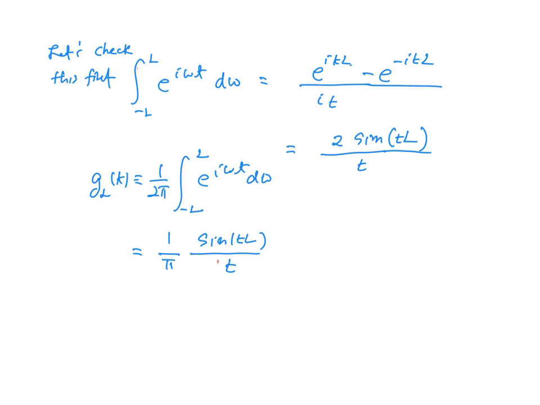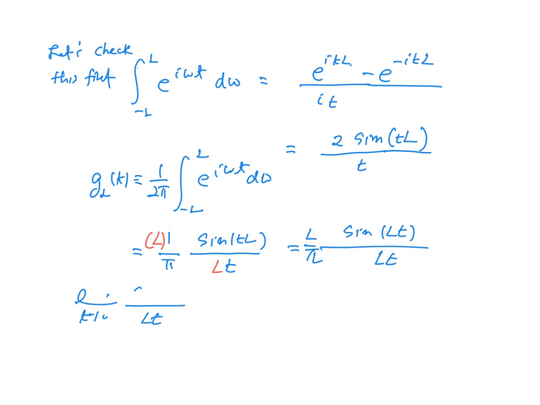So let's multiply by L over L, same, right? So this is sin(Lt) over t, times L over pi. And let's study this function. When t goes to 0, what happens? Lt over sin(Lt) goes to 1, right? And when sin(Lt) is 0, t is plus or minus pi over L, plus or minus 2 pi over L, right?